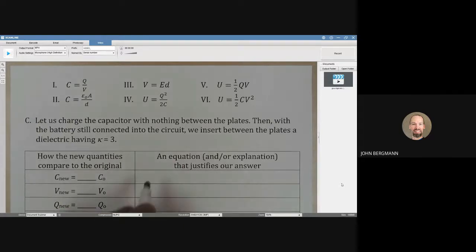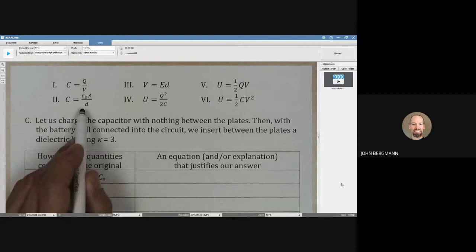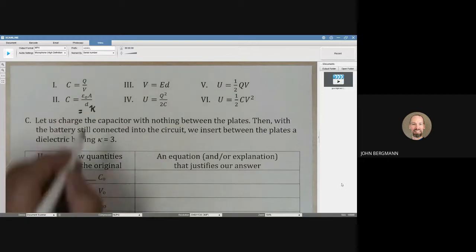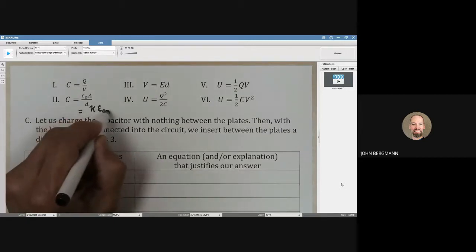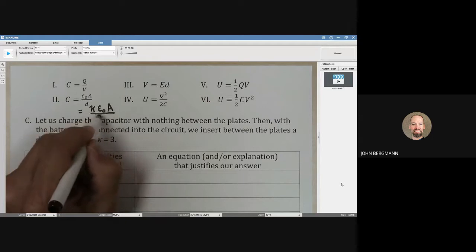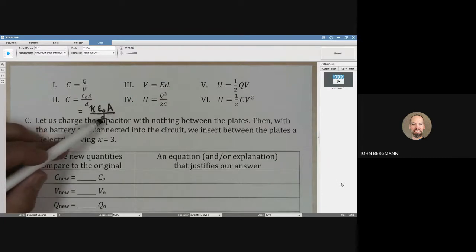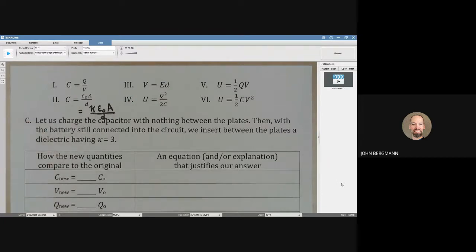We mentioned in an earlier video that this equation up here, number 2, is more appropriately written as the dielectric constant times epsilon naught times the plate area divided by the plate separation. If the dielectric is air or a vacuum, then this dielectric constant is 1, and so that's what you have here. But if you have something other than air or a vacuum, then the more appropriate equation is to use this, and you just take epsilon naught times A divided by D and multiply by the dielectric constant.